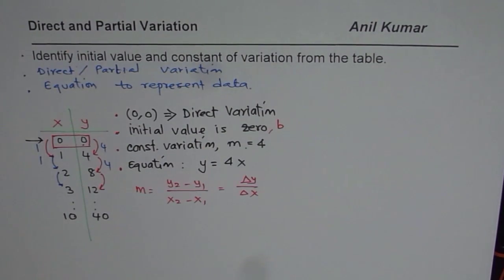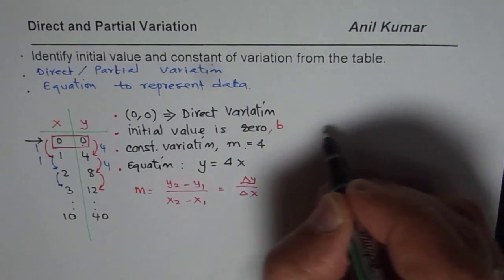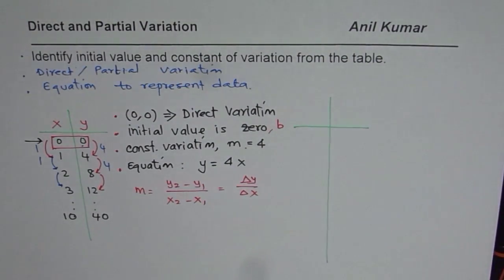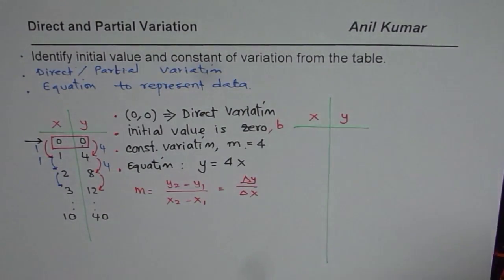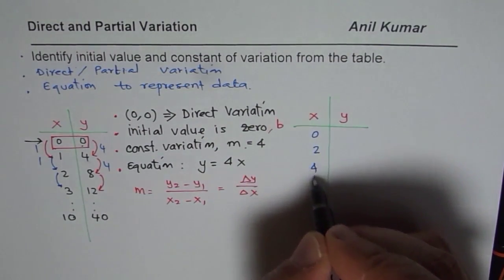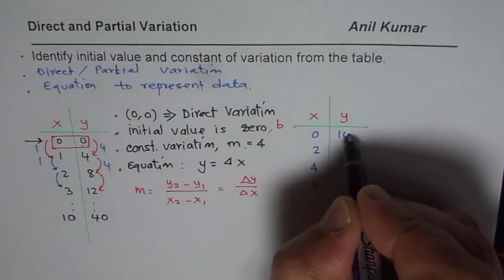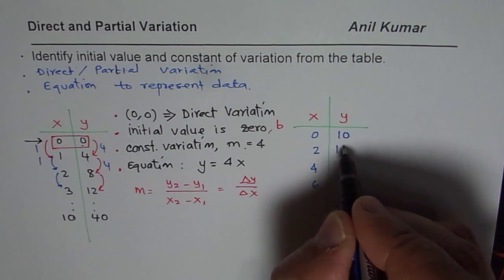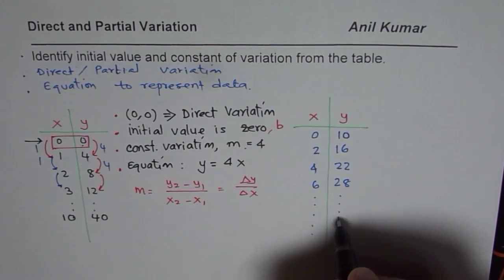Now keeping all these things in mind, I would like you to answer the same questions for the next set of data. So let me just sketch the table here and write down the data. In this case, let us say x and y are our variables. Let me write down this time the x values as 0, 2, 4, 6. So I'm going up by 2. Remember that, okay? On the y side, let me start with 10 instead of 0. And let me go up by, let us say, 6 this time. So 10 plus 6, 16, plus 6, 22, plus 6, 28, and so on.